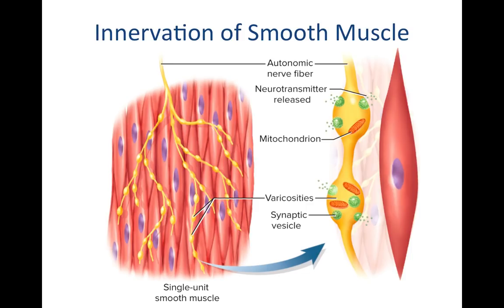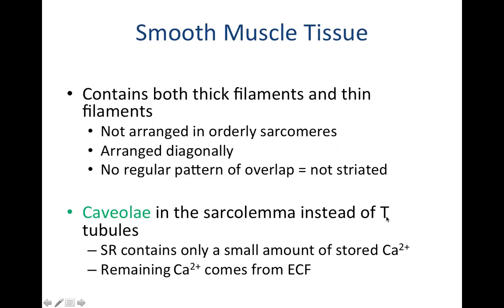When this neurotransmitter is released, it can bind to receptors that are located all along this smooth muscle cell. So there's not a particular motor end plate like you see with skeletal muscle. So that's another difference. Smooth muscle tissue will have both thin and thick filament, so you still see the actin, you still see the myosin. The difference is in how they are arranged.